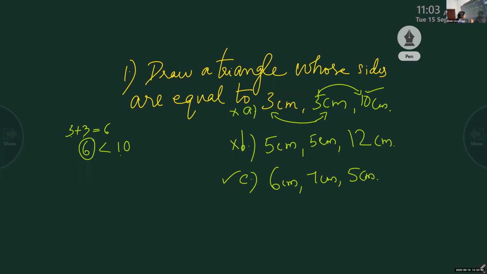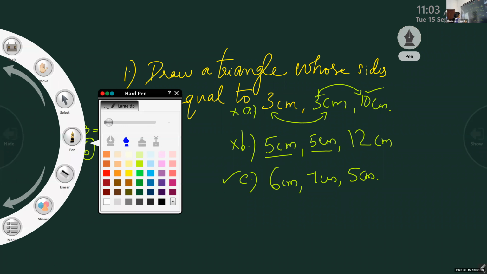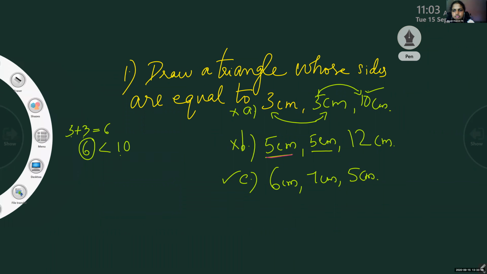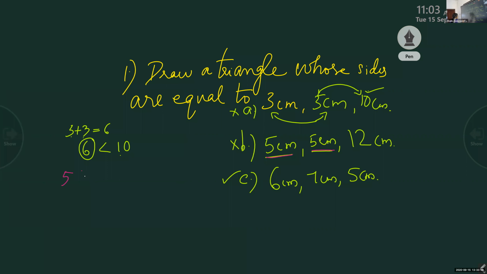Next, I am going to add these two sides, 5 centimeter and 5 centimeter. I will get 10 centimeter. We will compare it with this third side, 12 centimeters. It is less than the third side. In both cases, the sum of two sides is less than the third side. If you take other combinations, the third side will be greater.